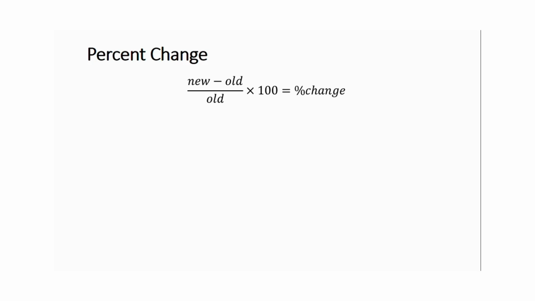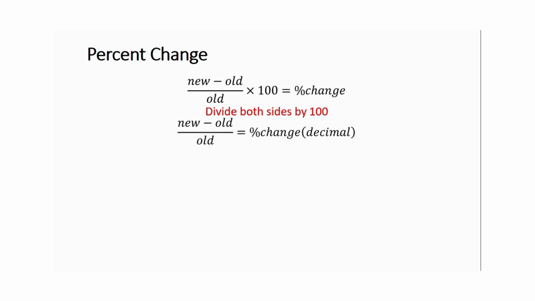So new minus old, or sometimes old minus new, basically just the change divided by the old, whatever you started with, times by 100 because percent, and that equals your percent change. So we can divide both sides by 100. That gives us this. So the 100 disappears from the left, and now on the right, it's a percent change, but it's the decimal version.